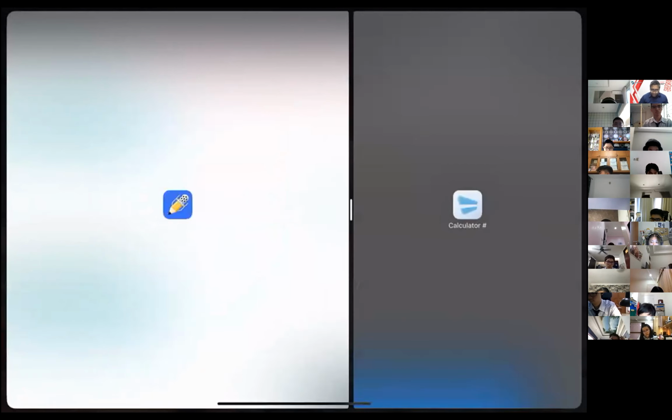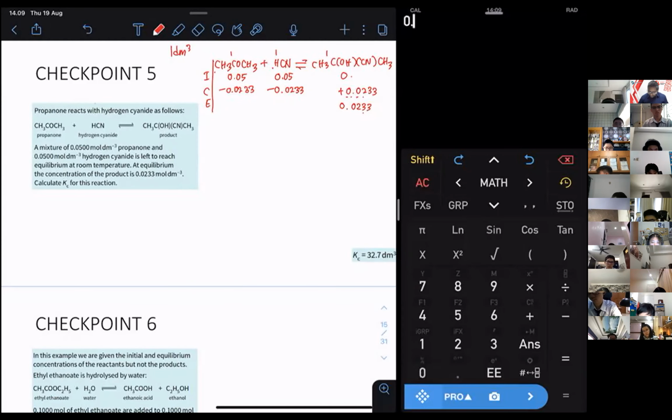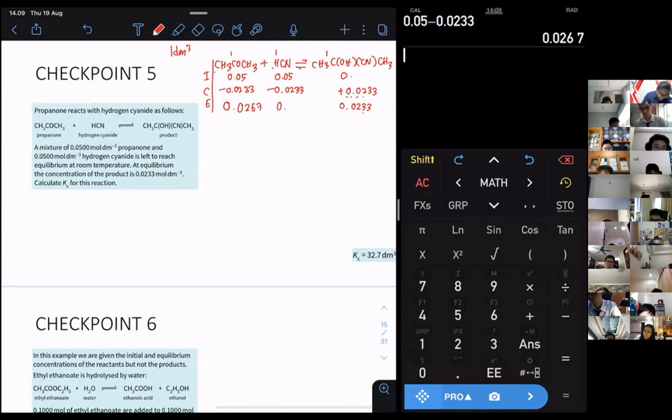Okay, the value of that, if you have your calculator, you can calculate now. I'll just calculate quickly, 0.05 minus 0.0233. So I have 0.0267.